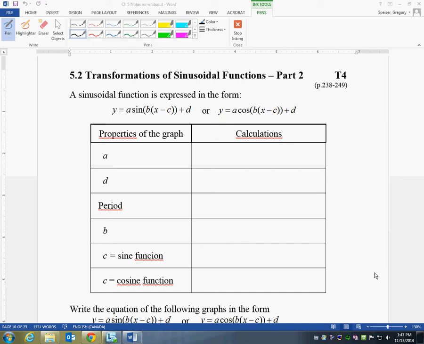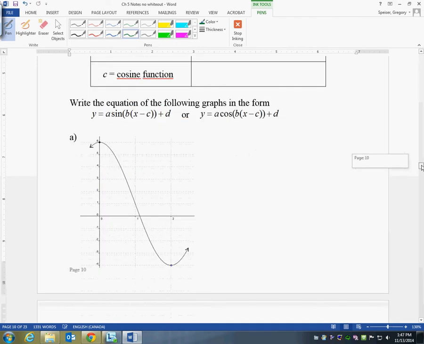Okay, welcome to 5.2 part 2. So I guess the video says B over here, so it would be 5.2b. So in this lesson, what we're going to be doing is looking at existing graphs and making the equations out of it. So this is actually part A.